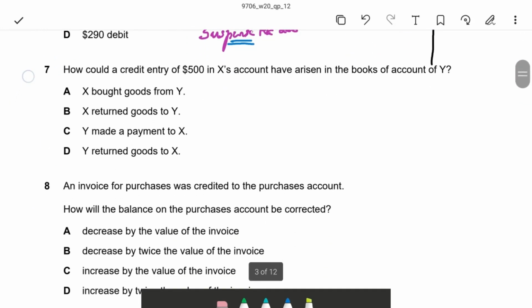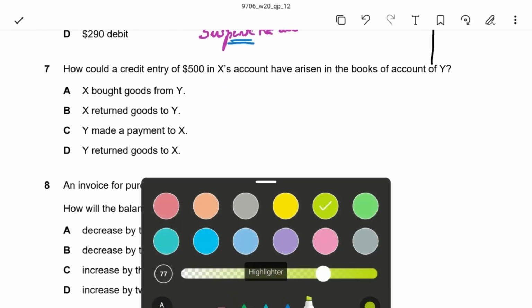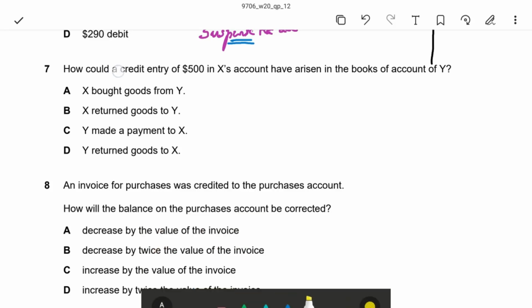Next, question 7. How could a credit entry of 500 in X account have arisen in the books of Y? Y is preparing the books, and he is preparing X account. We don't know whether X is a customer or a supplier. So we can check the entry that is coming on the credit side, and we can show two accounts here.